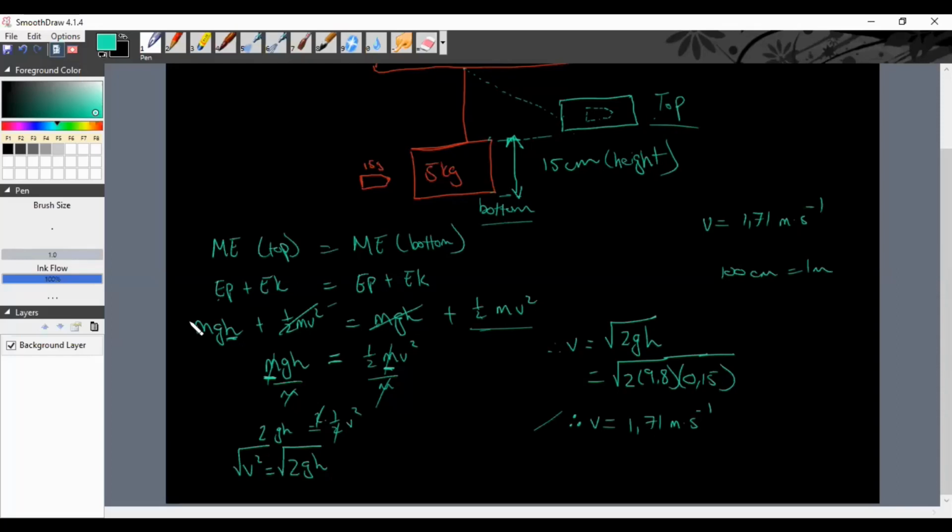If it's at the bottom, then isn't it not moving? Yes, something's at the bottom. Then why do you leave kinetic energy there? Because in order for it to go from the height of 15 centimeters back down to the bottom, energy had to have been exchanged. But then why is there no kinetic energy on top if it moves from the bottom to the top? Because while it's at the top, there's no kinetic energy.